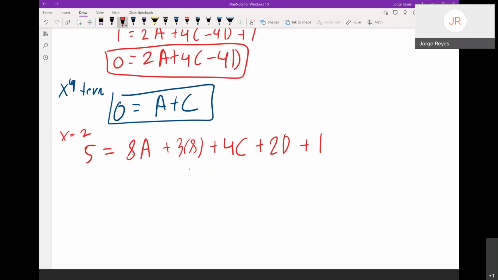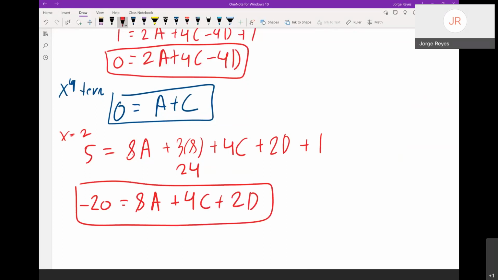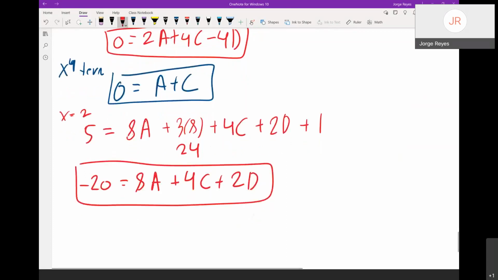3 times 8. That is going to be 24. Okay, so it's going to be 25. So we're going to get negative 20 equals 8a plus 4c plus 2d. And there we go. We have our 3x3 system.